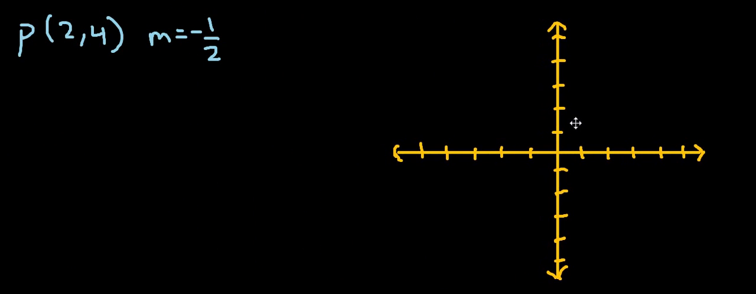Let's do one with a negative slope. See how to approach that. So say we have a point, let's do (2, 4). And let's say we have a slope of, we'll do minus 1/2. So we put up another coordinate plane. So we'll start at our point (2, 4), which is here.